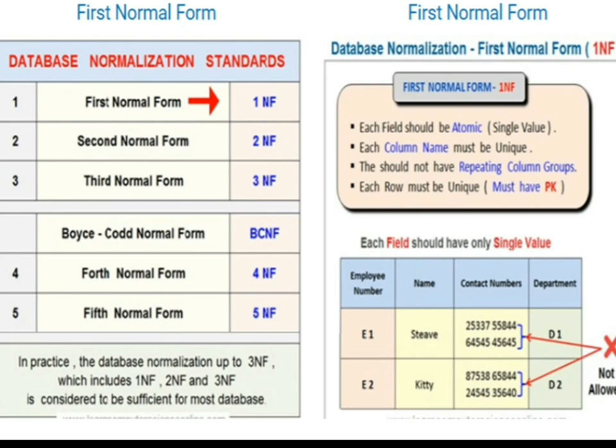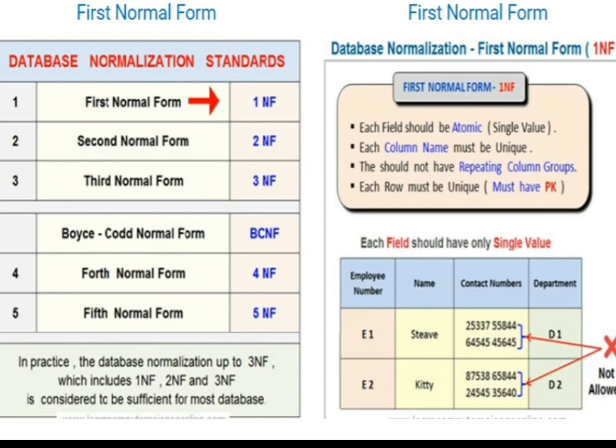Practically, whenever we apply database normalization, we apply it up to the 3NF, that is 1NF, 2NF and 3NF. It is sufficient for most of the databases. So we will see all the normal forms, that is 1NF, 2NF and 3NF, in detail. So let's start with the first normal form.